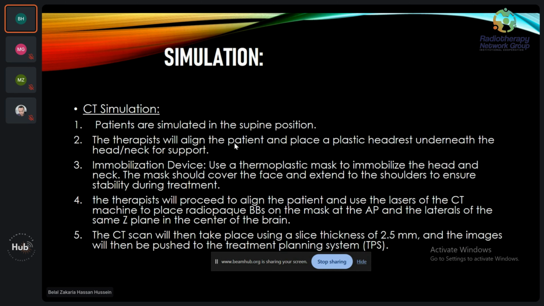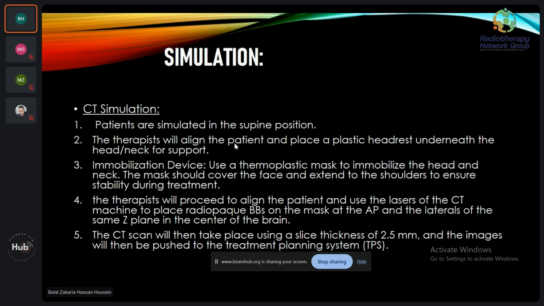The patient, as the doctor may have said, is simulated in supine position, and the therapist will align the patient and place the plastic headrest underneath the head and neck for support, to make sure the patient is comfortable during the session. For the immobilization device, we use the thermoplastic mask to immobilize the head and the neck, and make sure the patient does not move the shoulder and without shift or rotation during the treatment.